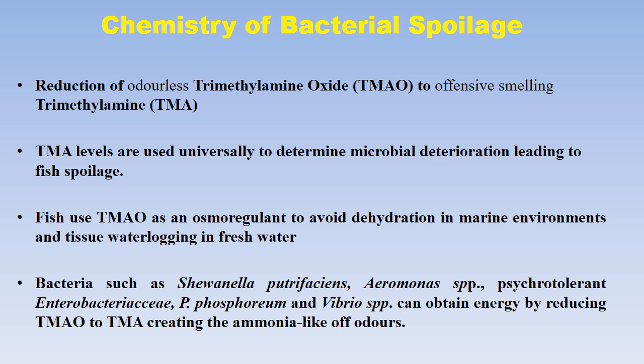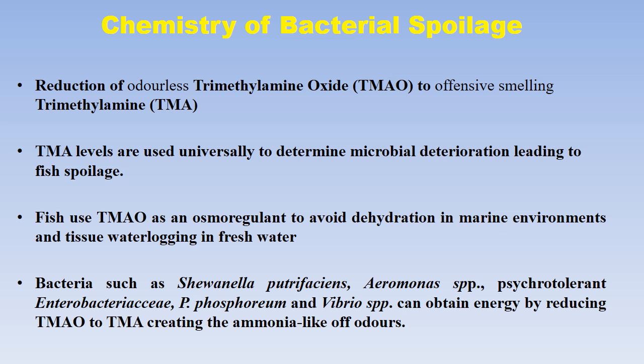So this TMA level is commonly used to determine the microbial deterioration leading to spoilage. Fish normally use this TMAO as an osmoregulant to avoid dehydration in saline water. Because the outside water is highly saline, it will always face dehydration. So water from the inside will come out. To prevent that, it is having a coating of TMAO.